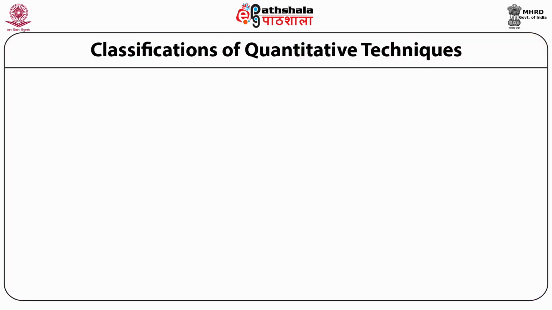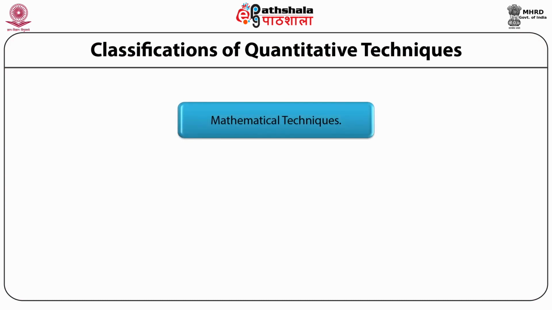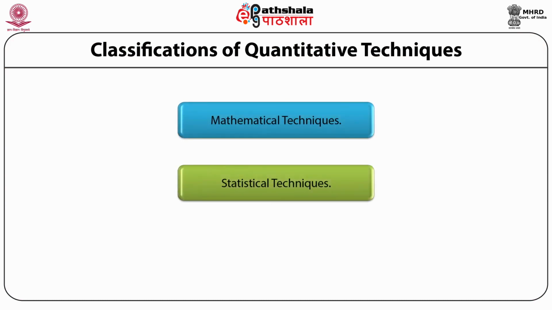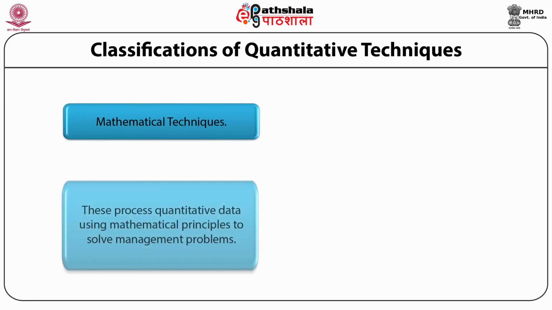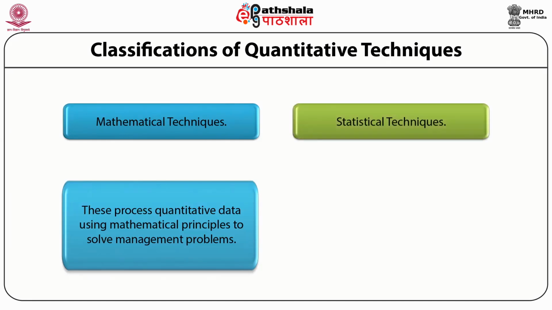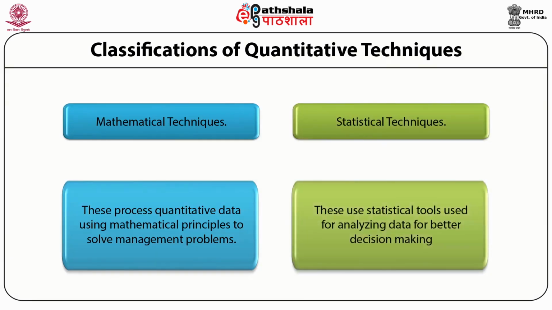Classification of quantitative techniques. Broadly, quantitative techniques can be classified into two categories: one, mathematical techniques; second, statistical techniques. Mathematical techniques are those that process quantitative data using mathematical principles to solve management problems, whereas statistical techniques use various statistical tools for better decision making.